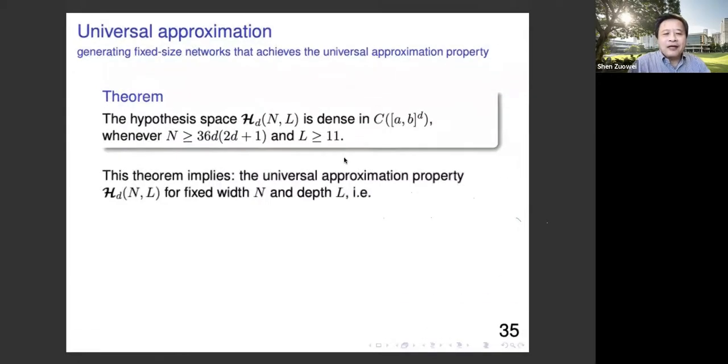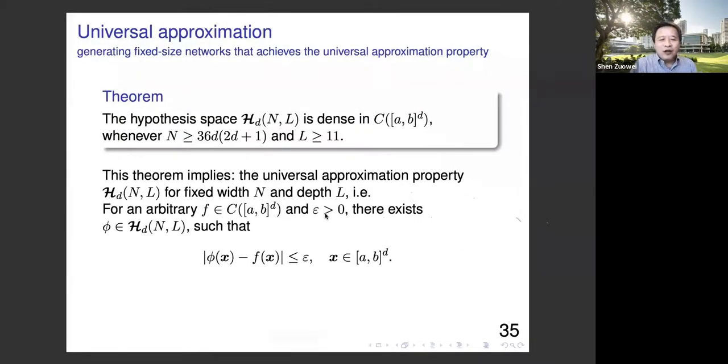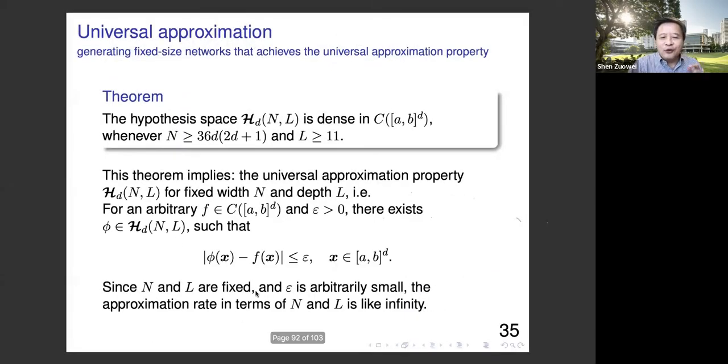Okay, this is magic, because why? This theorem indicates that you have a universal approximation property with a fixed number of N and L, as long as your N and L are bigger than the two magical numbers. And in terms of approximation rate, for any epsilon you can always find an F, so for smaller epsilon, that means in terms of rate, it's like infinity. So this result, I'm really happy about it. This is our new result. I'm very surprised.